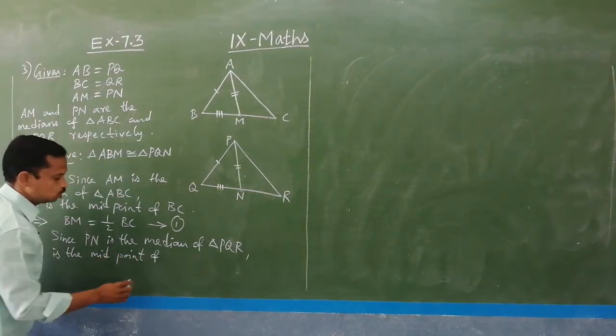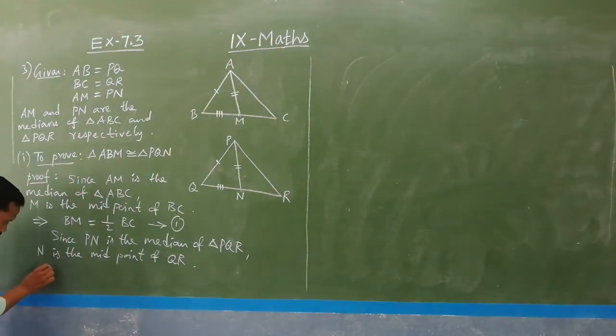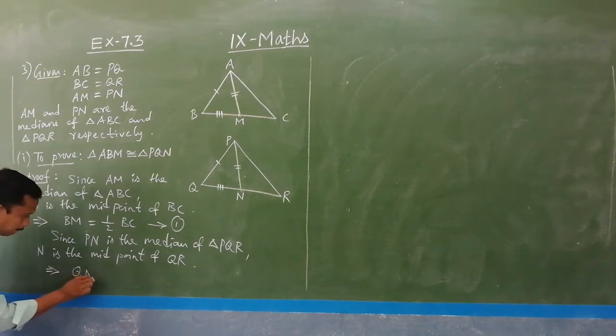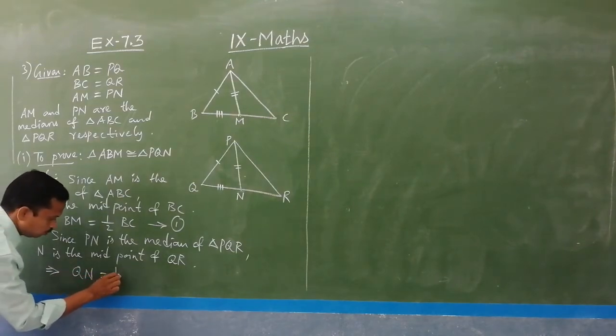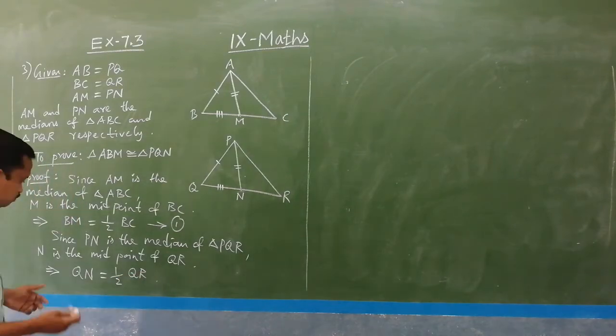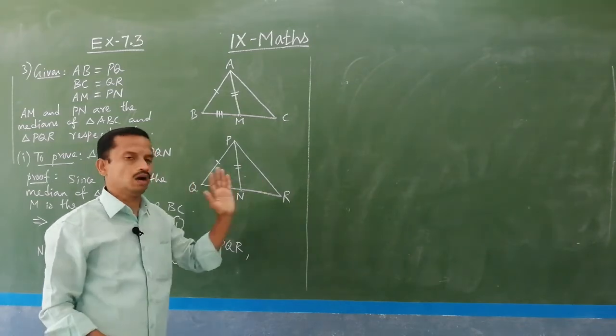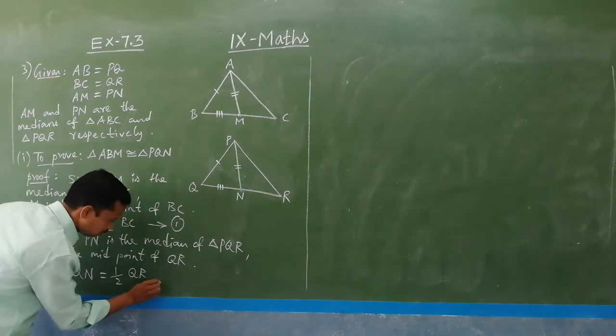Midpoint of QR. Okay. Now we have QN is equal to half of QR, because this is the midpoint. So QN is half of QR. So let it be equation number 2.